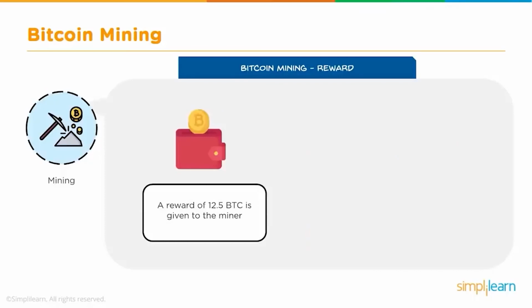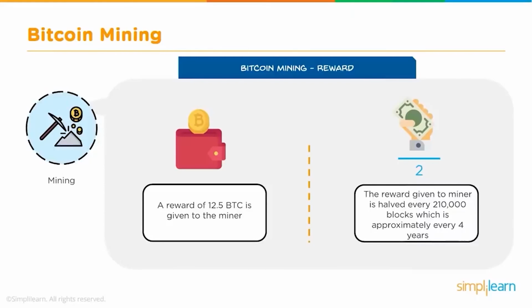As of today, a reward of 12.5 Bitcoin is given to the miner for transaction verification, but the Bitcoin mining reward goes by the halving principle. The reward given to a miner is halved every 210,000 blocks, which is approximately every 4 years. After that threshold is reached, the Bitcoin reward will go down to 6.25 Bitcoins.